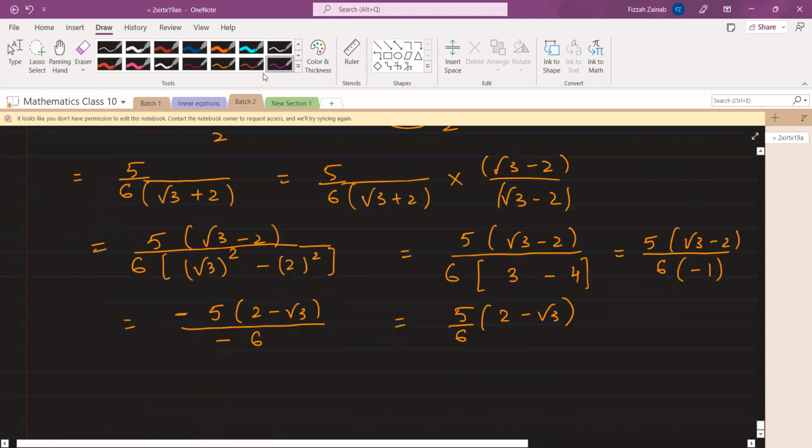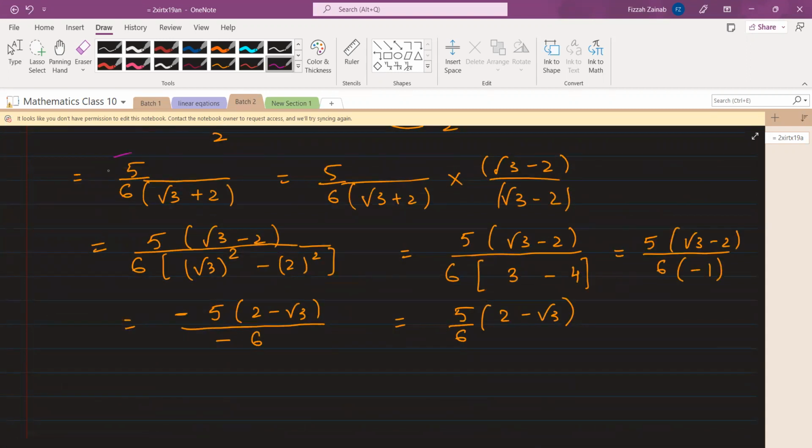So Rida, I think you were saying this answer. Yeah. So if you were getting this answer, you cannot leave it here because root 3 is in the denominator, then you have to rationalize it also. So bring it in this form.